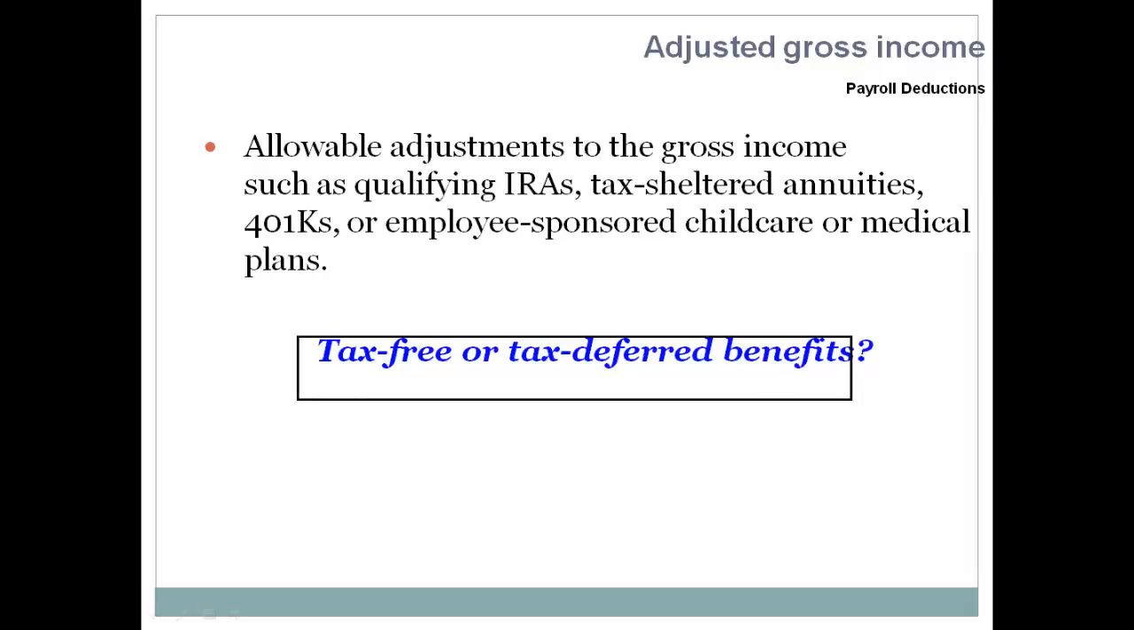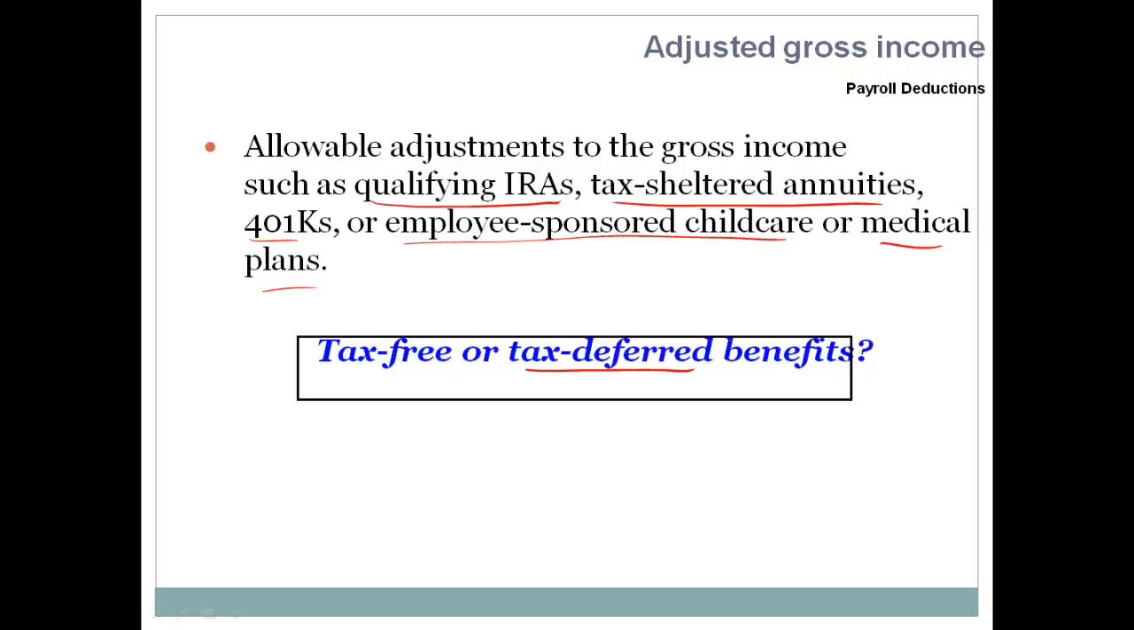Adjusted gross income is the income that you get when you take your gross income and take away any allowable adjustments, such as a qualifying IRA, tax-sheltered annuities, 401Ks, employee-sponsored child care, or Medicare plans. Tax-free or tax-deferred benefits. Tax-free benefits, you would not ever pay any tax on it. A tax-deferred benefit, such as an IRA or a tax-sheltered annuity, means that you can put that money aside for the future, and then you don't pay the tax on it until you use the money.